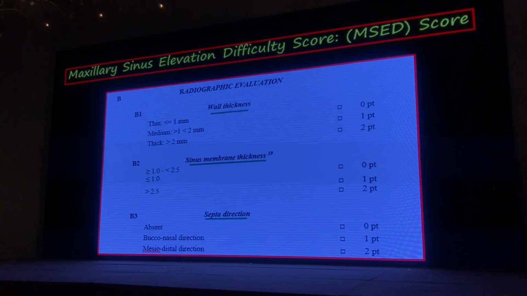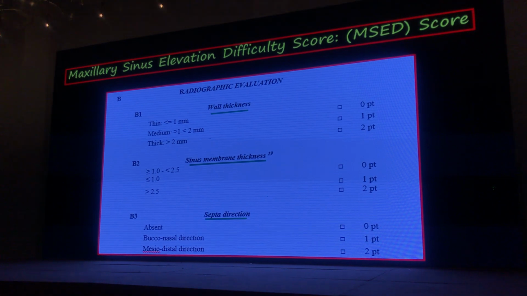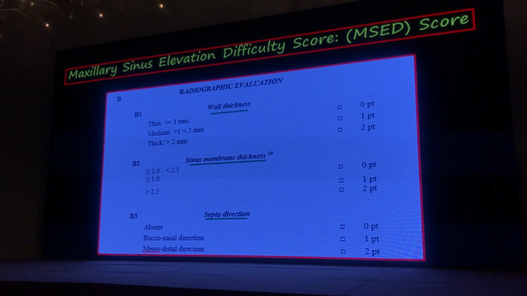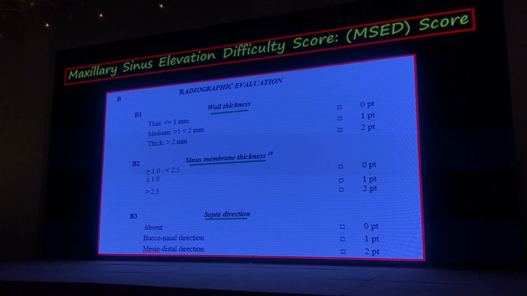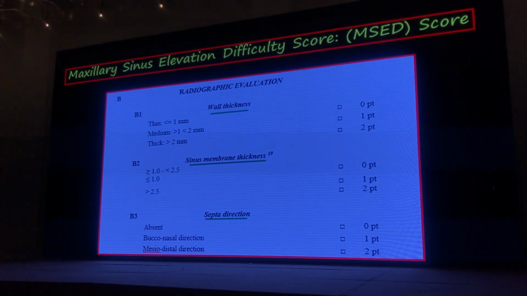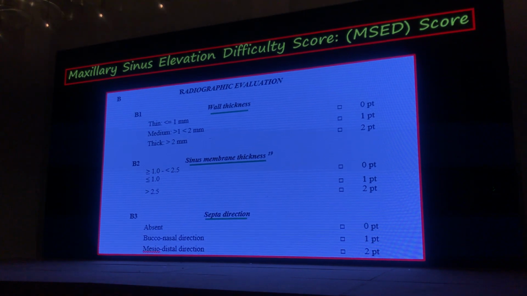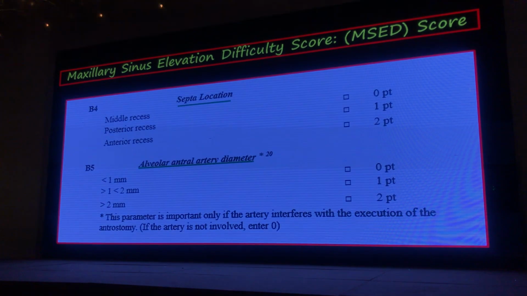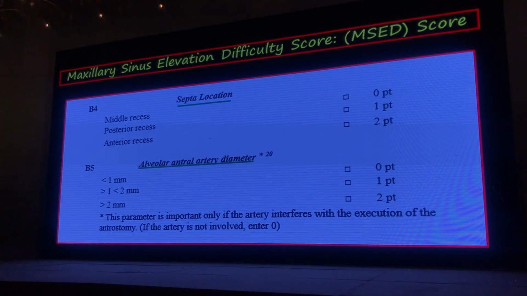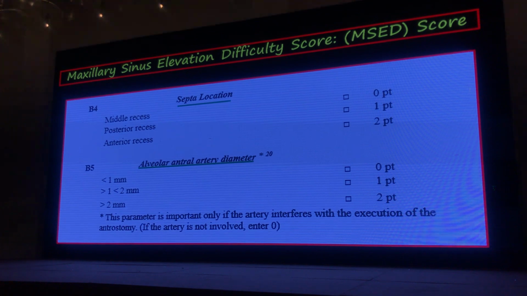Septum. If you have a septum that goes from lateral to medial, that's an easy one. If you have one that goes from anterior to posterior, that's kind of difficult, okay? If you have multiple septa, that's even more difficult. So based on what you have for septa, you give that points as well. Is the septum in the anterior region where it's narrow and difficult to work on, or in the posterior?